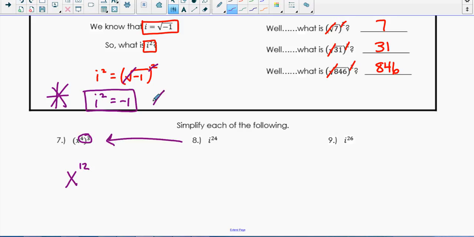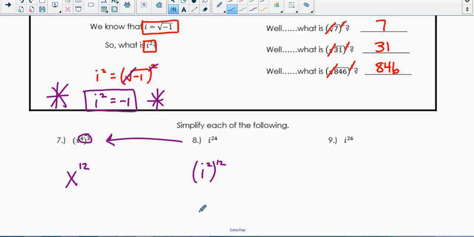So the most important thing that we can remember is that i squared is negative 1. That means I want to rewrite everything to look like i squared. So I can say that i to the 24th is the same thing as i squared raised to the 12th, because 2 times 12 is 24. Those are identical. They look different, but they're both i to the 24th.